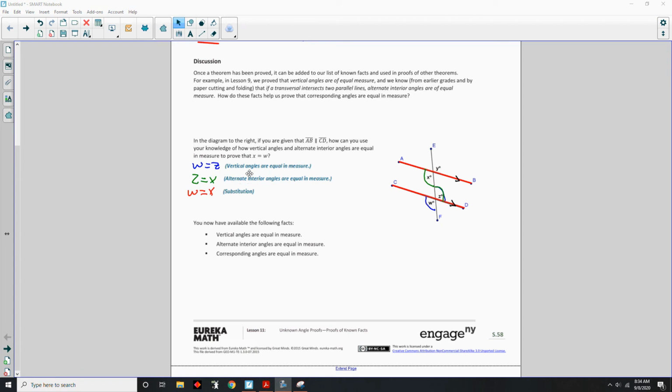And the answer is one of two. You could say substitution. We substituted X in for Z so that W is equal to X, or we could have said the transitive property. So now you have available the following facts. We have vertical angles are equal in measure, W and Z, X and Y. Alternate interior angles are equal in measure, Z and X. Corresponding angles are equal in measure, X and W, or Y and Z.